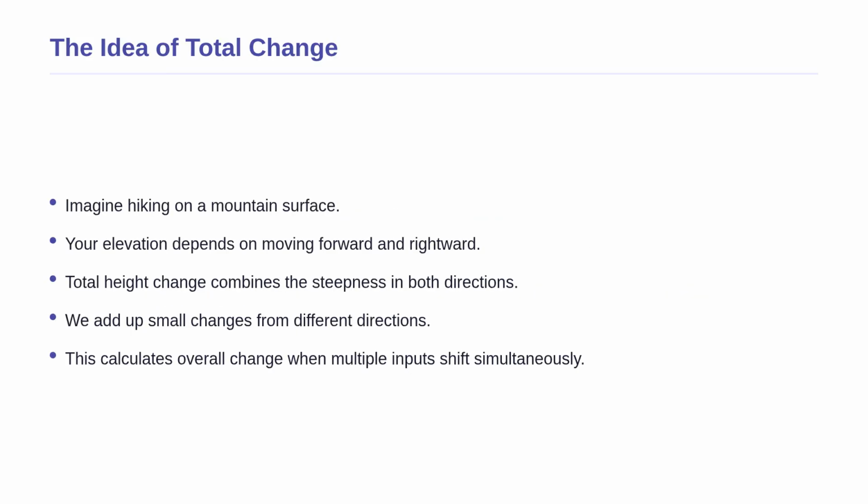Let us start by imagining you are hiking on a mountain. You want to know how much your elevation will change if you take a small step forward and another small step to the right. Your total change in height depends on two things: how steep the mountain is in the forward direction and how steep it is to the right. If you multiply your forward step by the forward steepness and your rightward step by the rightward steepness, you can add them together to guess your new elevation.